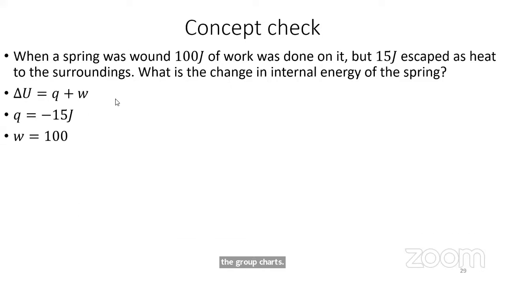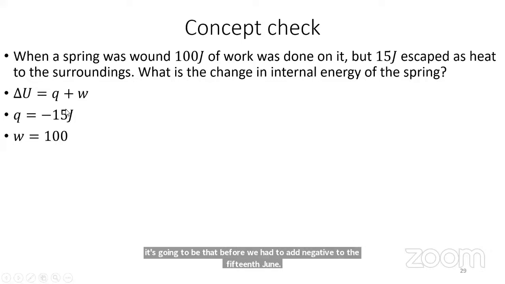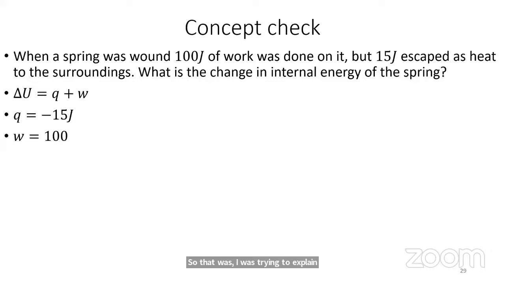So you see that our Q is going to be negative. So delta U is going to be Q plus W, because they say 15 escaped. So what it means is that it's an exothermic reaction. That is why we had to add negative to the 15 joule. So that was what I was trying to explain, the sign convention, because we are going to be needing them when you start calculations. So you know, is it endothermic or is it exothermic reaction?